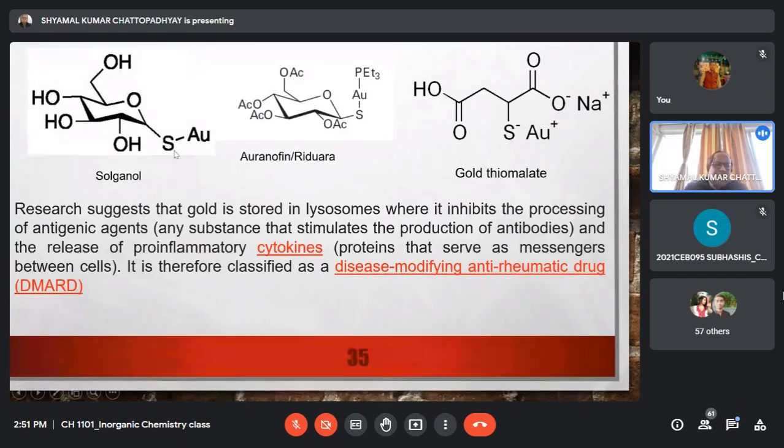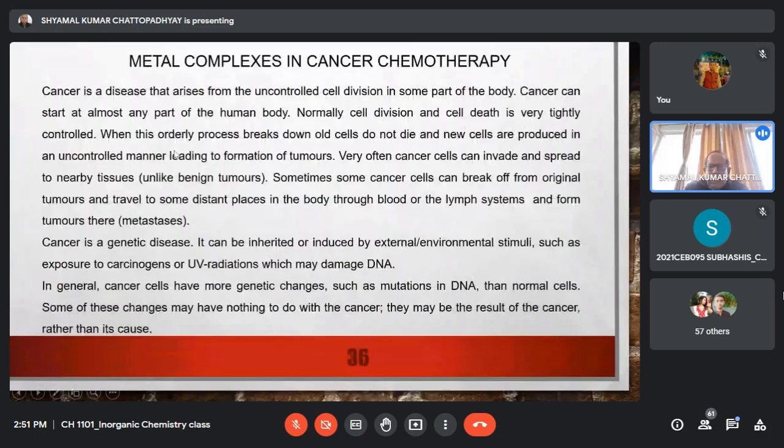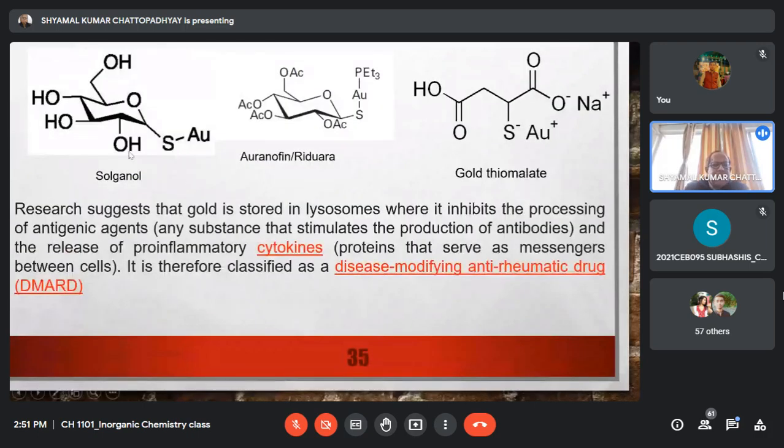And why SH? Because I have told you about the hard soft acid base theory discussed in the last class. Gold, particularly gold in the plus one oxidation state, is a highly soft metal ion. And so if you want to complex gold, you require relatively softer ligands. Compared to oxygen, sulfur, having a larger size and diffused electronic cloud, is a much softer ligand than oxygen.